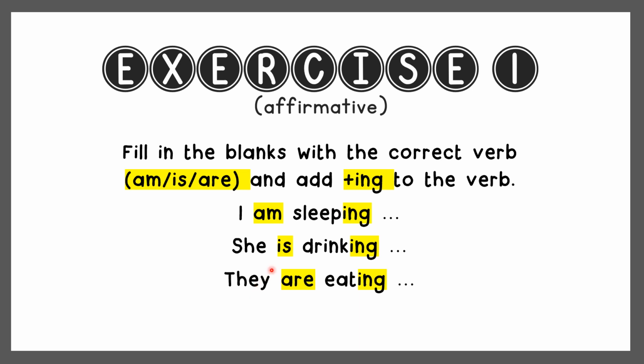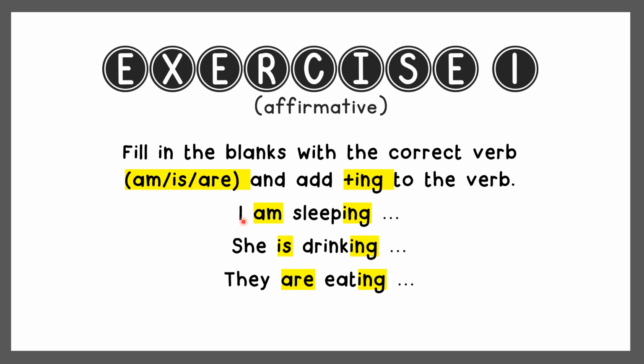They ramai. So, dia pakai are. They are, verb dia eat, kemudian tambah ing. Eating. They are eating. Kenapa ada titik-titik kat belakang ni pula? Titik-titik kat belakang ni, kalau awak nak panjangkan ayat tu, if you want to continue with the sentence.